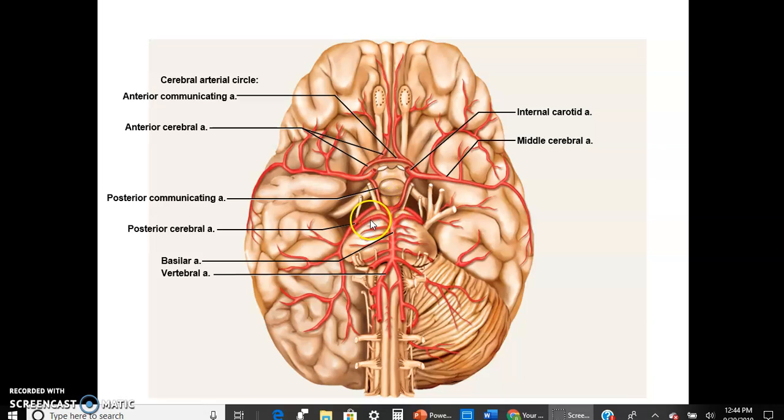Then that goes down into the posterior cerebral, the big center with the arteries coming off of it. This is your basilar artery. I might not be saying that correctly. From there, we go down and we have our vertebral artery. The way to remember your vertebral artery is it's going to be the one starting to connect to the vertebrae.